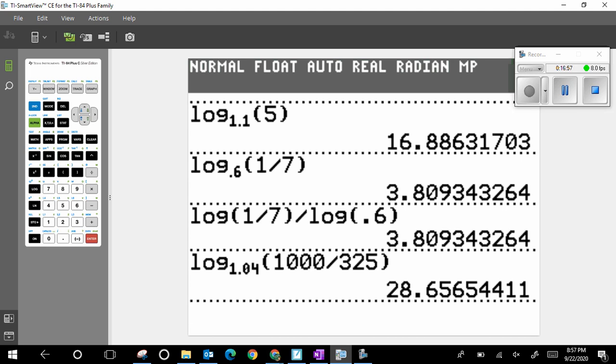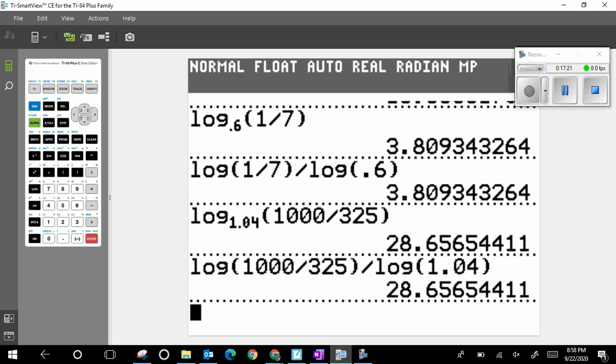With the TI-83, without that fancy key, you press your log key, LOG, 1,000 divided by 325, divided by, make sure you close those parentheses, logarithm again, 1.04. Close your parentheses, press enter, you get the exact same answer.